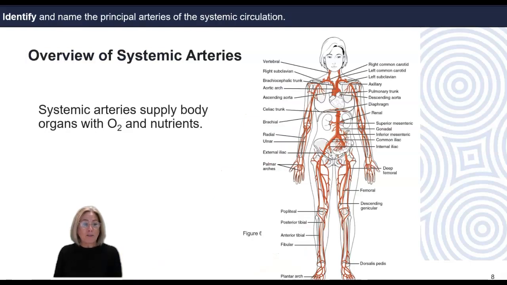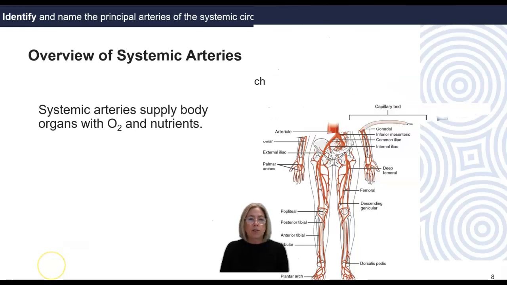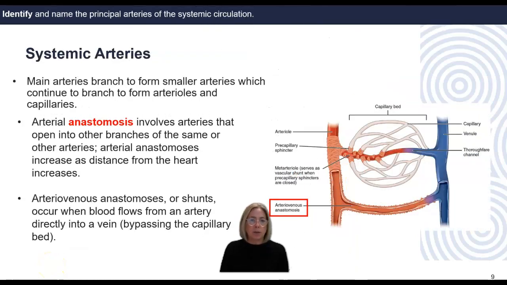Now this slide just gives you an overview of the systemic arteries, and I think that everybody will acknowledge that there's a lot, right? And we're not going to go through all of them. I'm just going to point out some important or major ones that we'd like you to be able to identify and name. So remember that the systemic arteries supply the body organs with oxygen and nutrients. We'll just go through this term anastomosis here because it is important to know a little bit about it.